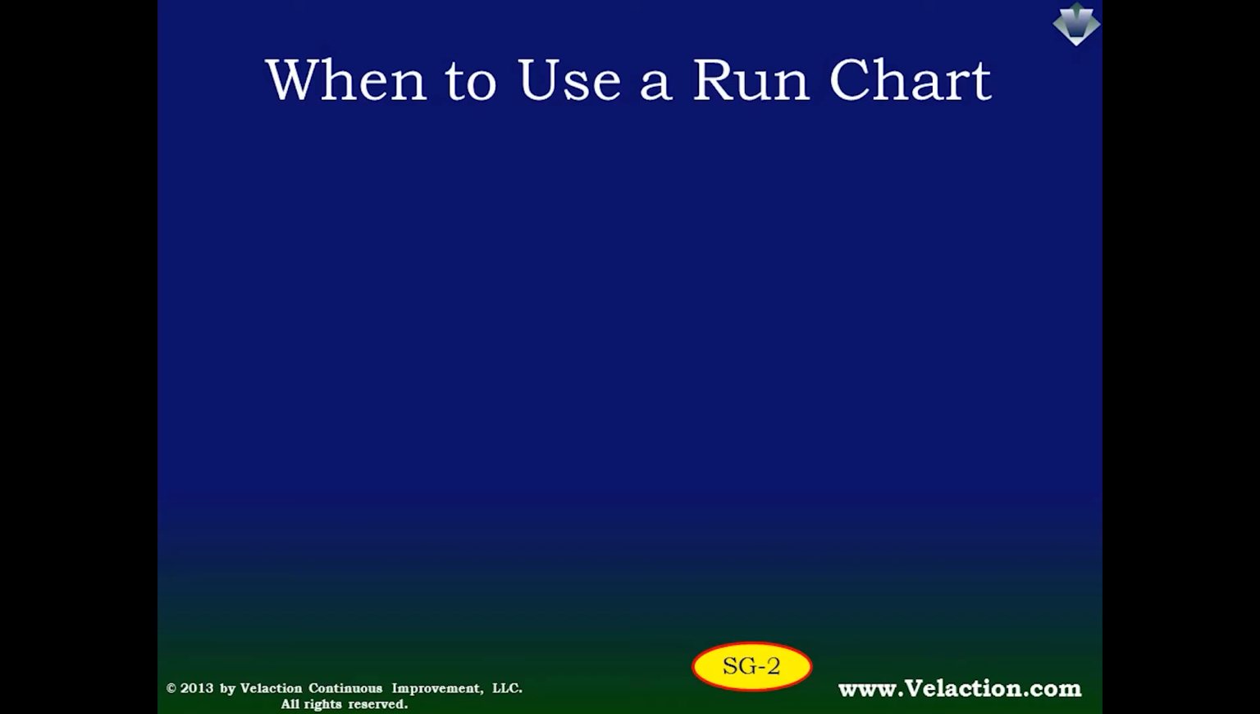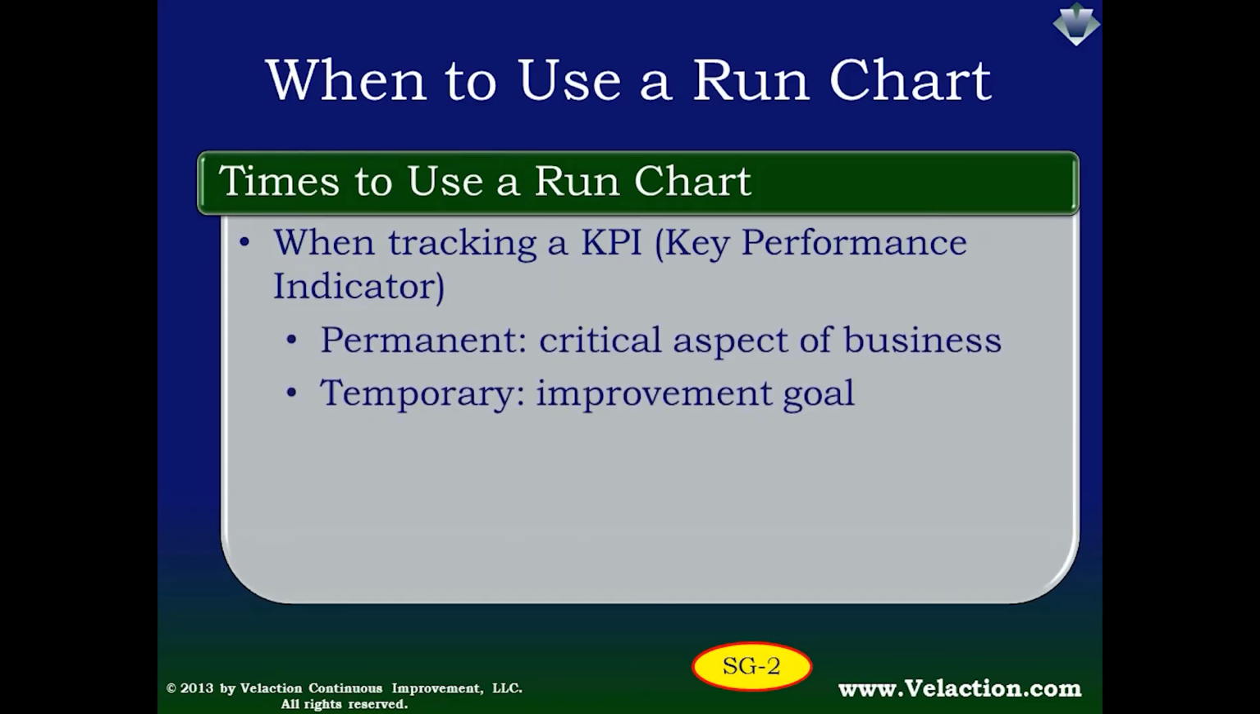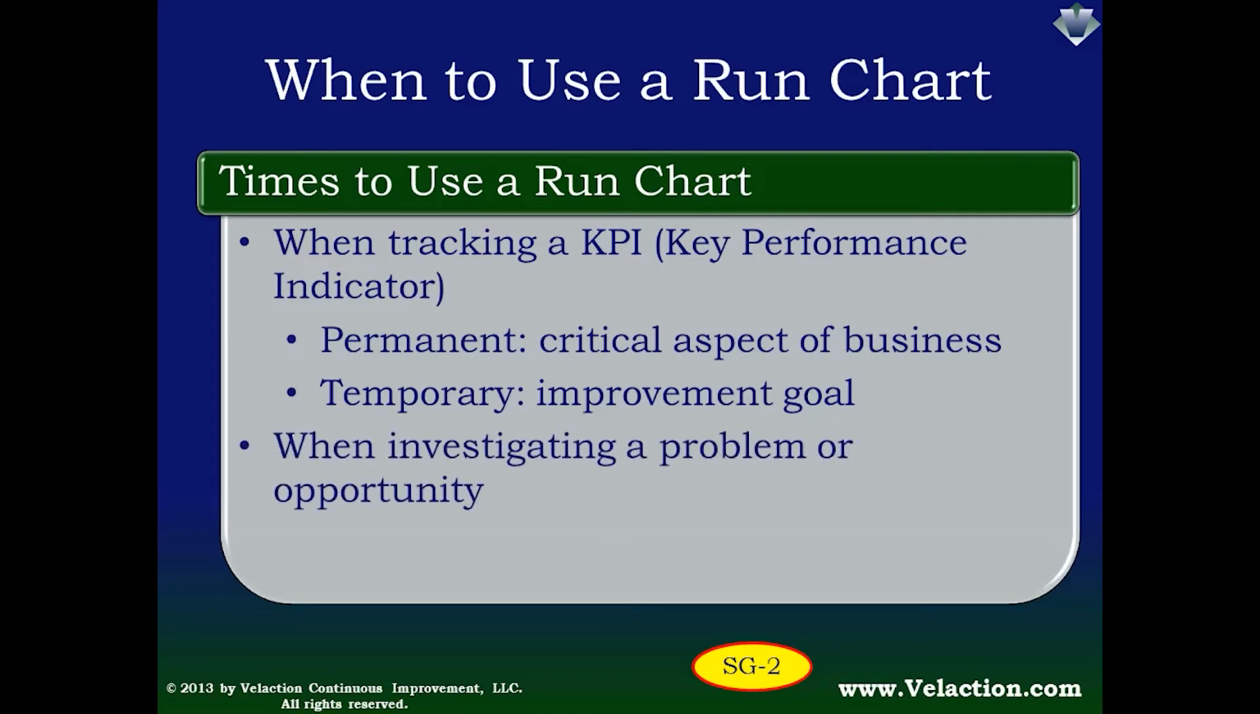Let's talk now about some times when it is appropriate to use a run chart. The most likely location is on your KPI board. And in this application, run charts serve two main purposes. The first is to make sure that the critical aspects of the business remain on track. And the second is to see how you are doing at meeting your improvement targets. But because run charts are such an effective problem-solving tool, they are also very useful when you're doing an investigation. In many cases, you know that there's a problem, but you don't know exactly what's going on. Because of their visual nature, run charts can provide you with exceptional clarity and understanding about a problem.